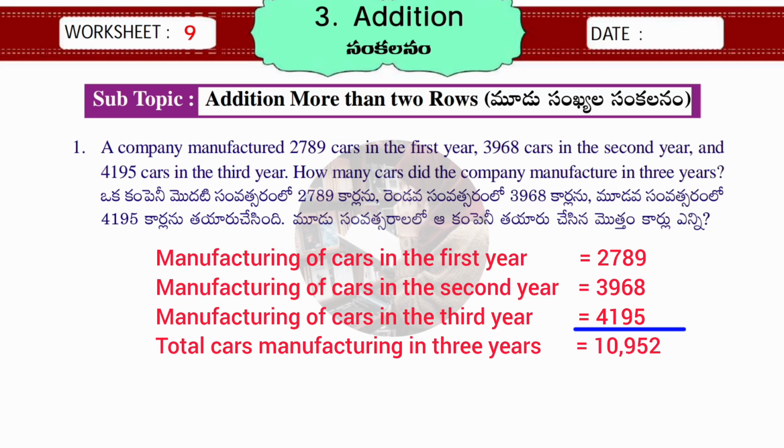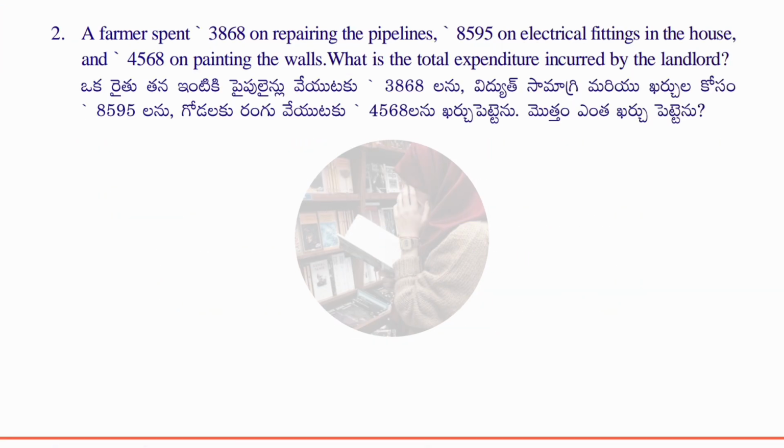Okay, now we'll move to the second question, which is, a farmer spent 3,868 on repairing the pipelines, 8,595 on electrical fittings in the house and 4,568 on painting the walls. What is the total expenditure incurred by the landlord? Okay guys, so once there was a farmer, he spent his own money on repairing pipelines, electrical fittings in the house and painting the walls. Now we have to just total it and say the answer.